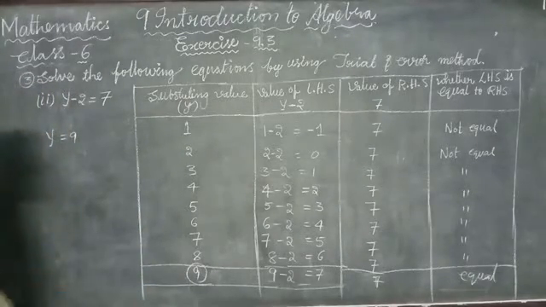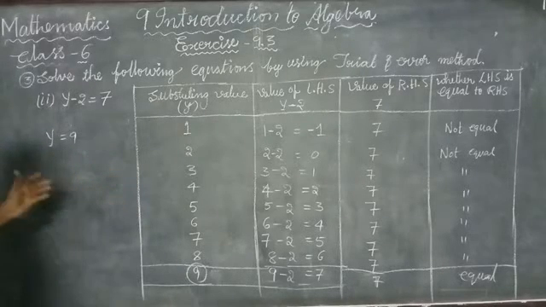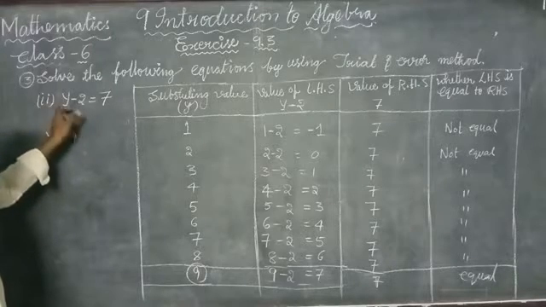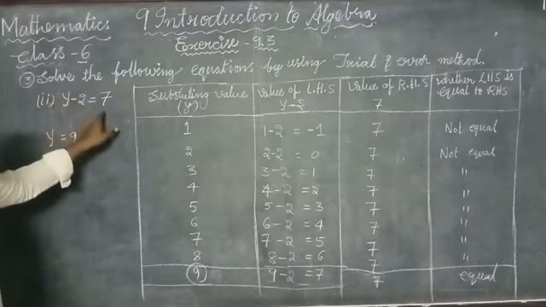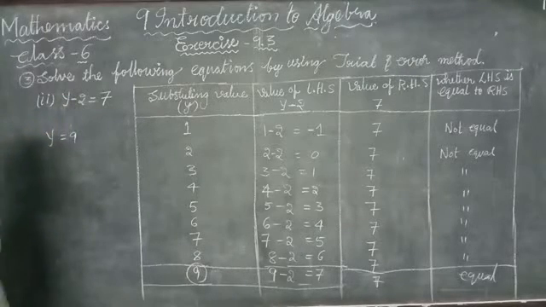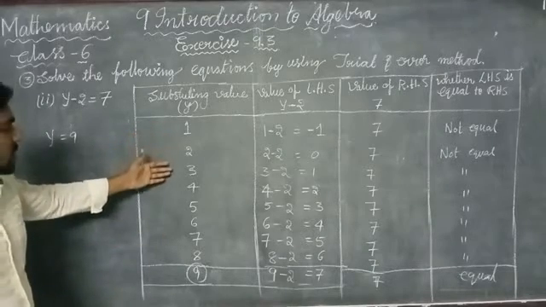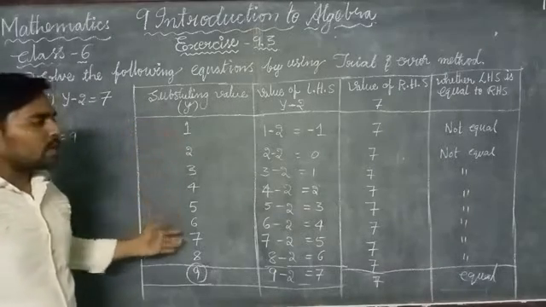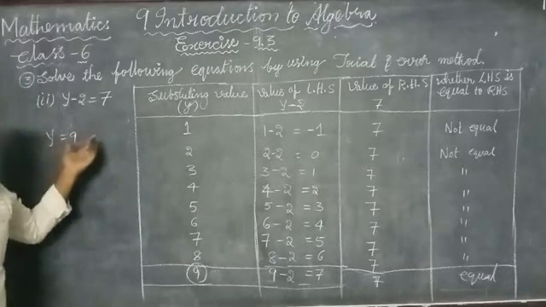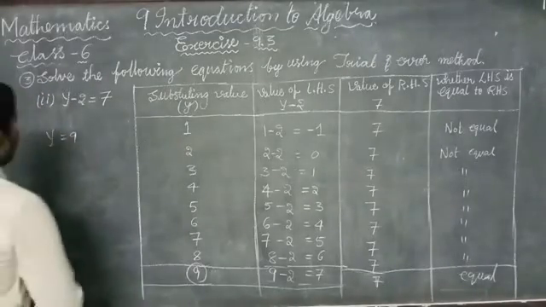In this way, we have to do the trial and error method. Once again, they have given the equation y minus 2 equals 7. Here there are two parts, the LHS part and the RHS part. We have to equate them by using the trial and error method. In trial and error method, we assume numbers starting from 1, 2, 3 and so on. If we assume numbers like this, then we will get the solution of the given equation. Now let us see the next problem.